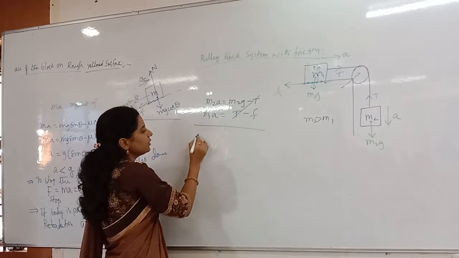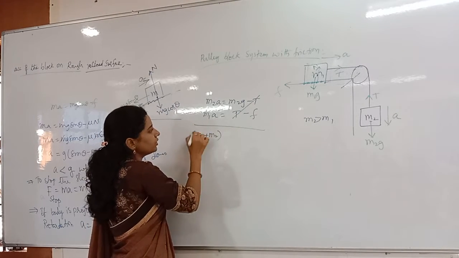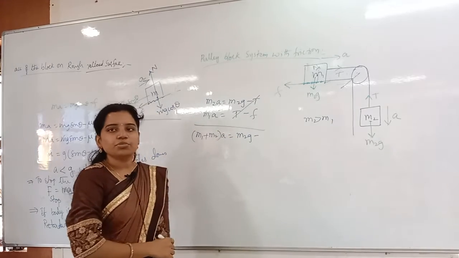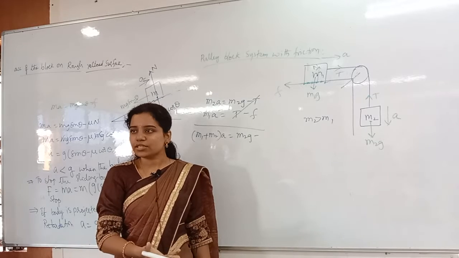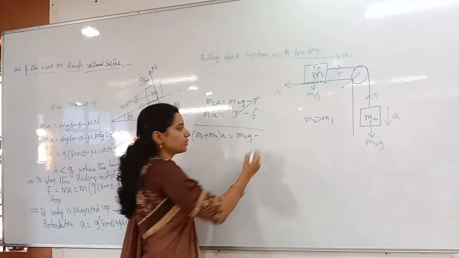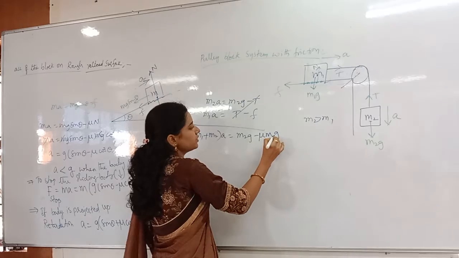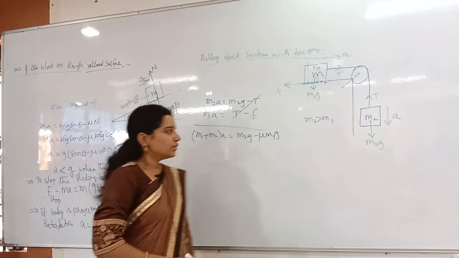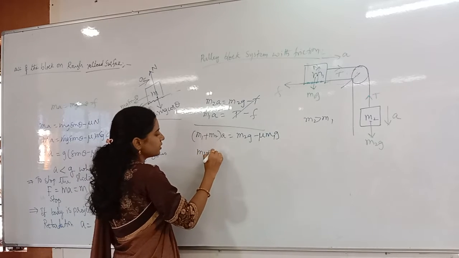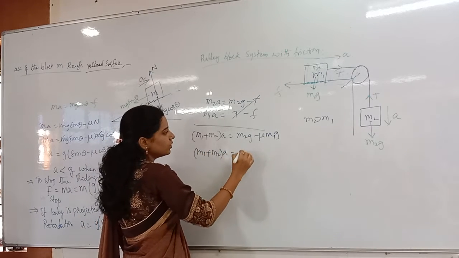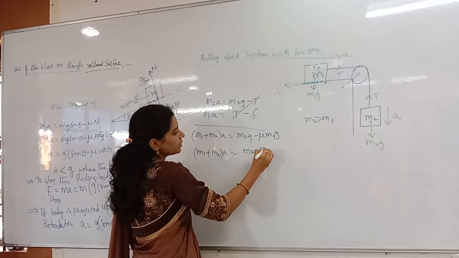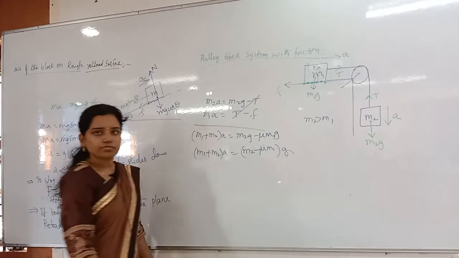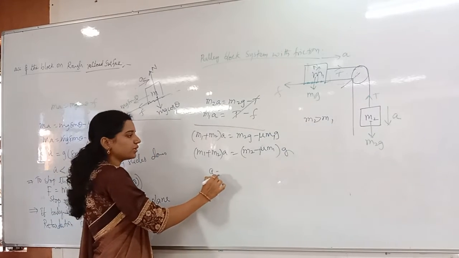Now what happens? T gets cancelled. (m1 plus m2) into a equals m2g minus, what is the friction formula? Mu into N. N equals what? mg only. So mu into mg, which is m1g, because for m1 only normal reaction is there. Then (m1 plus m2) into a equals (m2 minus mu m1) into g. Clear? Then acceleration is equal to what will we get?